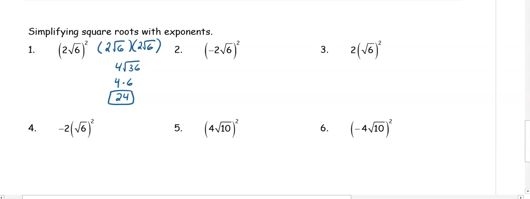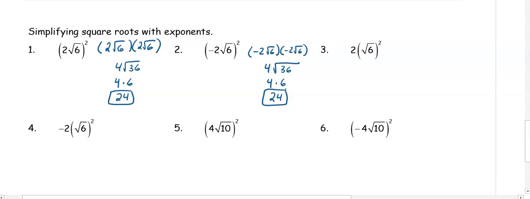In number 2, both things are also in parentheses. So we have negative 2 root 6 times negative 2 root 6. Negative 2 times negative 2 is 4. 6 times 6 gets us 36. Again, 36 is a perfect square. So we have 4 times 6, which is 24.